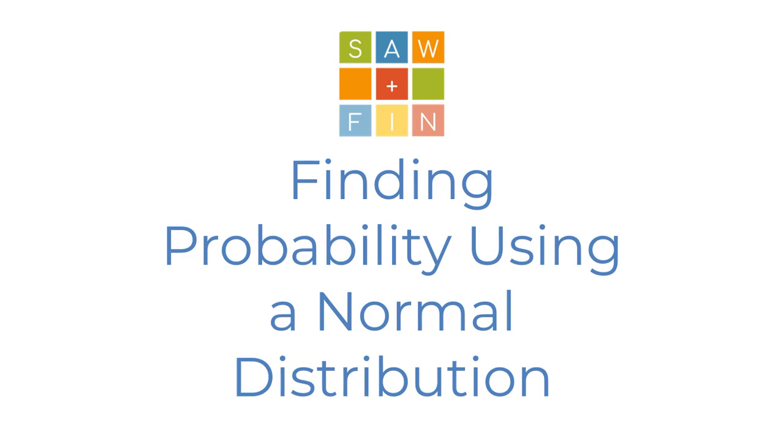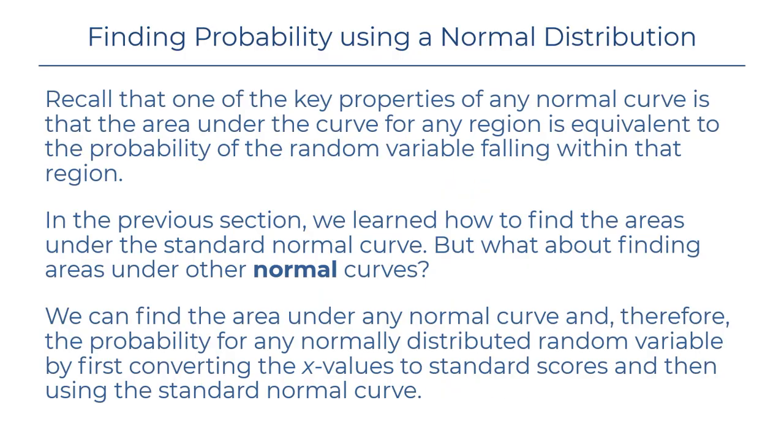Section 6.3, Finding Probability Using a Normal Distribution. In our last section, we practiced how to find the probability that a normally distributed random variable would fall within a certain region, which was equal to the area under the curve of the standard normal distribution. So that was using the standard normal curve, but what about areas under other normal curves? In order to find the area under any normal curve, and therefore the probability, we need to convert our x value to a standard z-score and then use the standard normal curve.